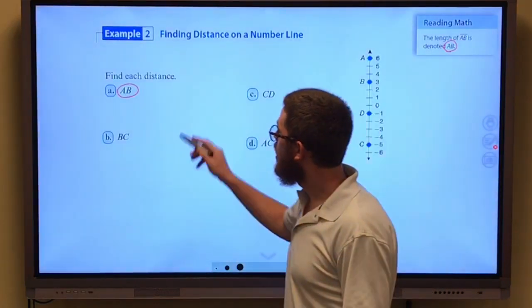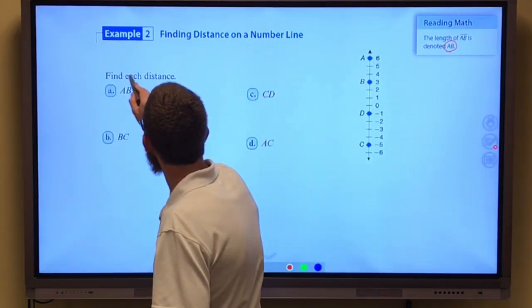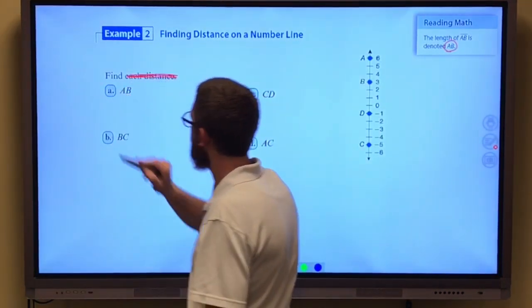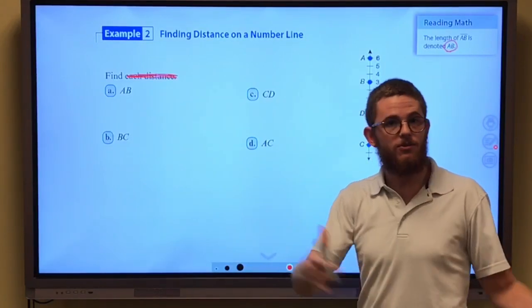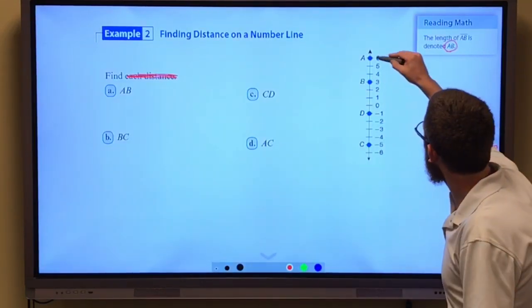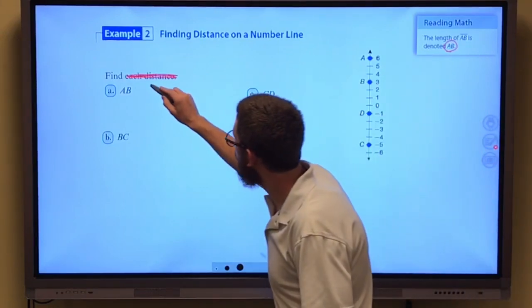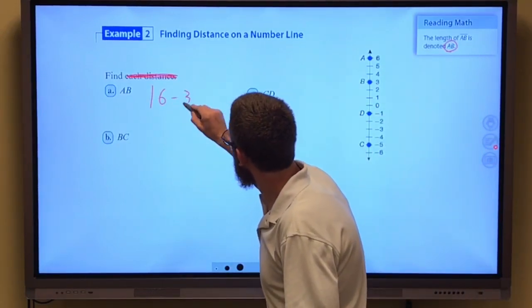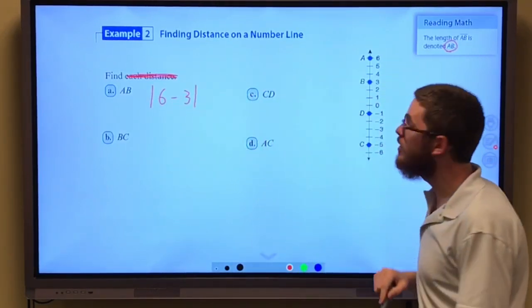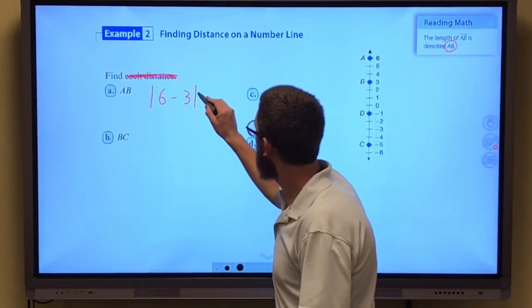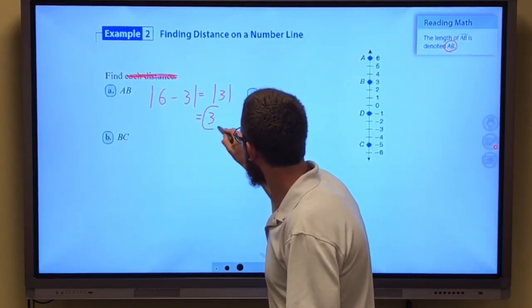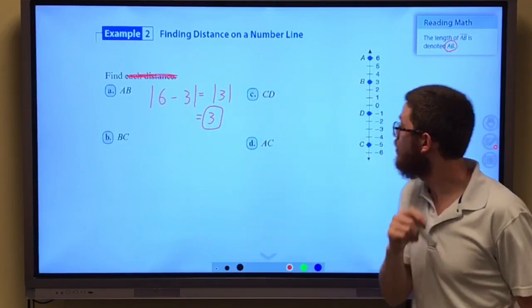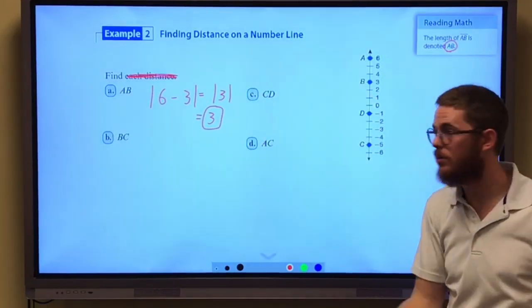So if we see, hey, even if it didn't say find each distance, it just said find AB, well, it is implying that it wants us to find the distance from A to B. So if I see here A is at 6, B is at 3, well, the absolute value of the difference of 6 and 3 is the absolute value of 3, which is 3. So the distance from A to B is 3.